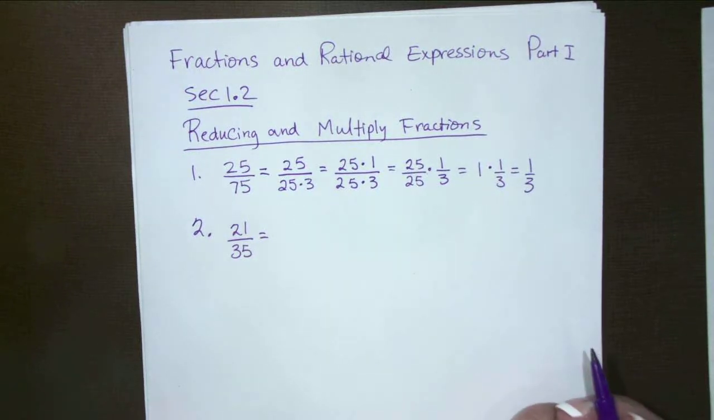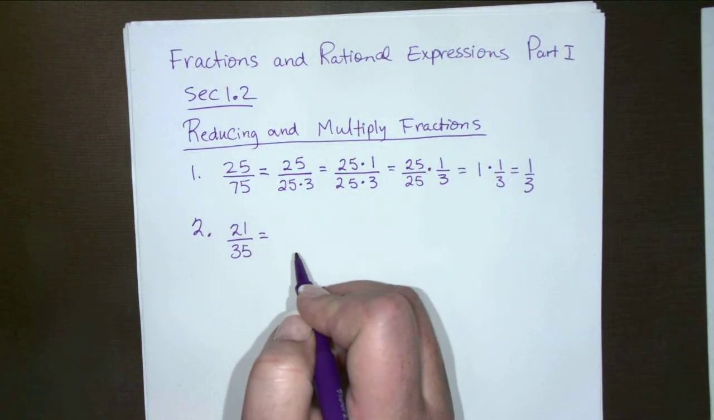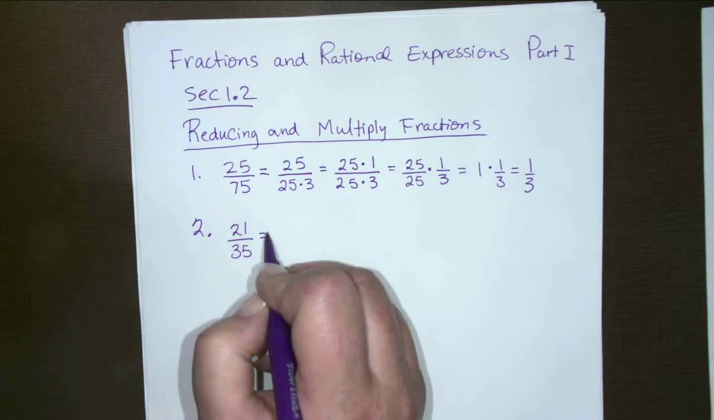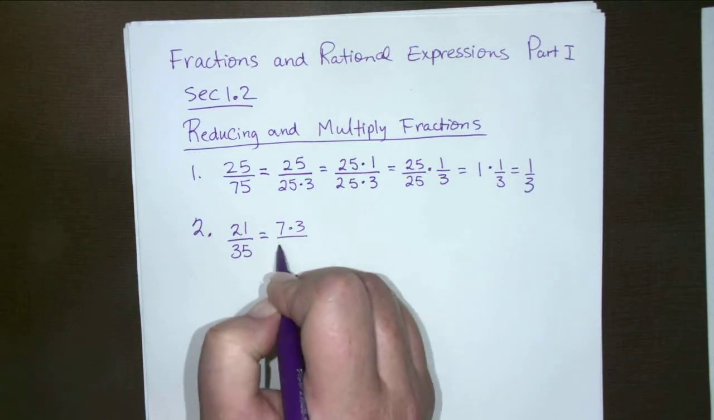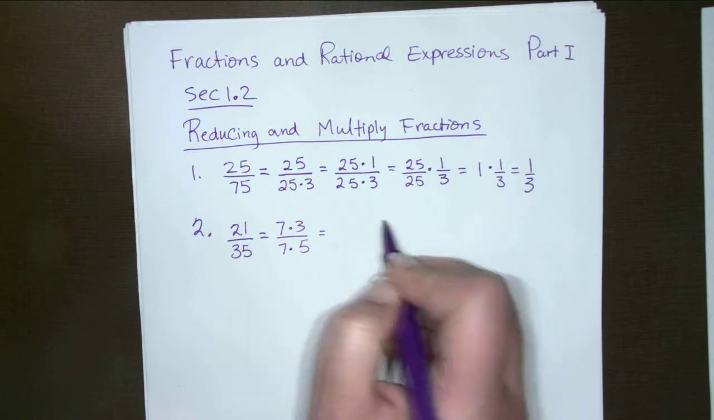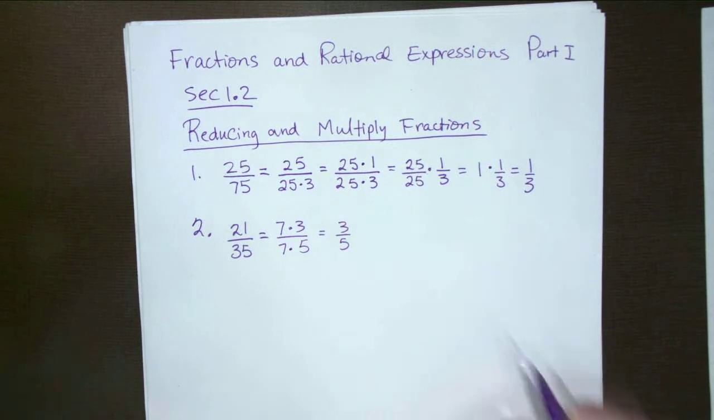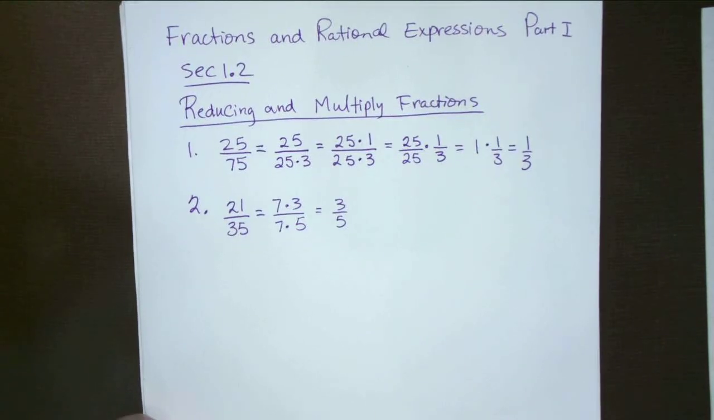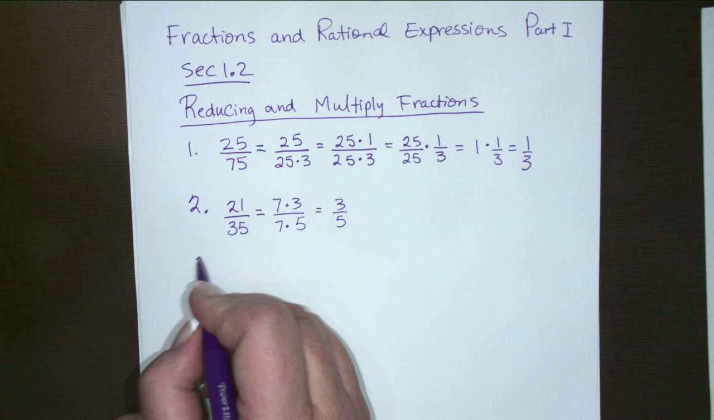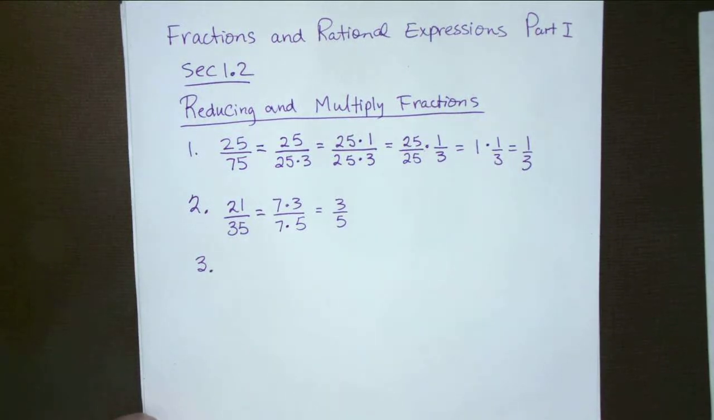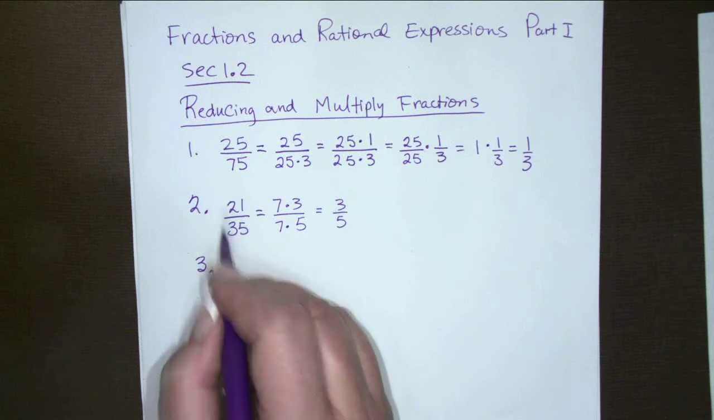Same idea here. What do they have in common? 21 and 35? 7. So we'll write it as 7 times 3 over 7 times 5. We can then cancel out the 7s and we get 3 over 5. Okay? So that's one way. The other way that people talk about fractions is instead of saying canceling out, what are the words you use?